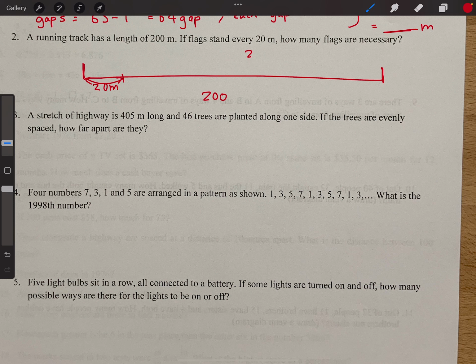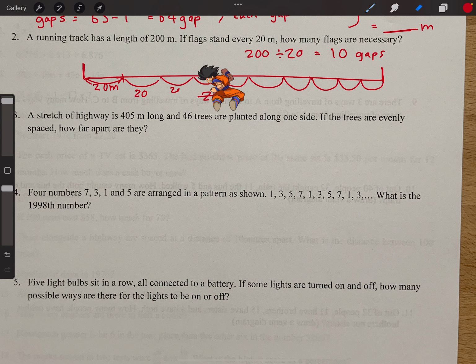So what we do is we take 200 divided by 20, and let's see how many gaps there are. That'll be 10 gaps. So if I draw correctly, 1, 2, 3, 4, 5, 6, 7, 8, 9, 10. Okay, imagine these are all 20, and so on.